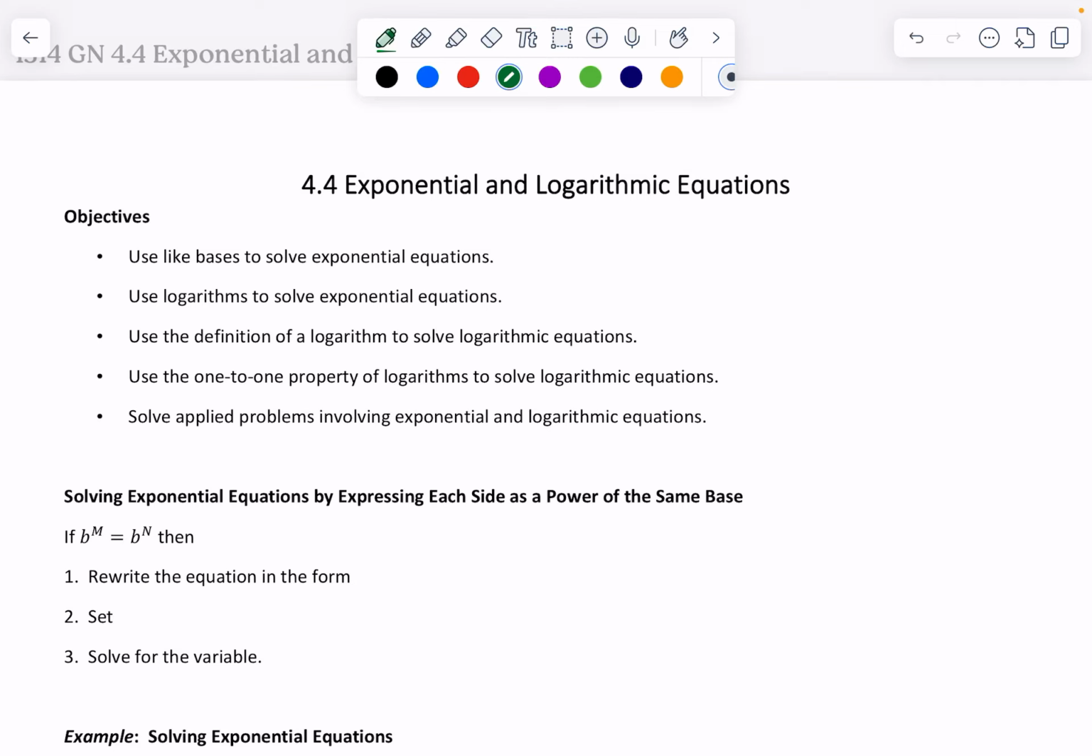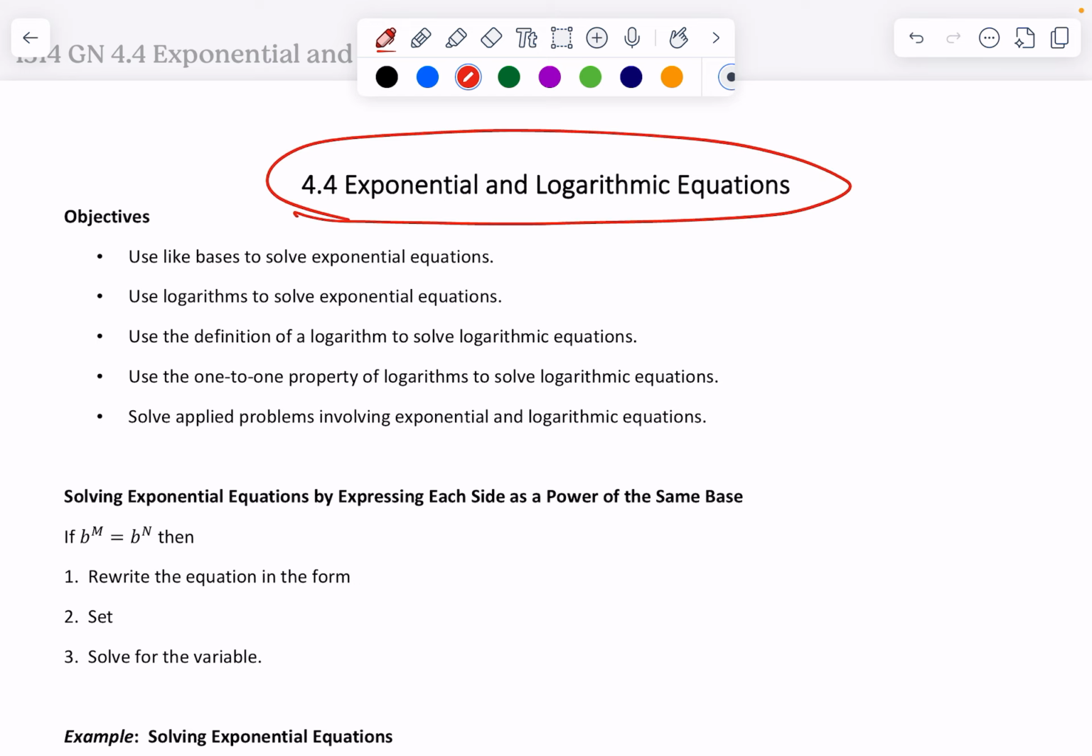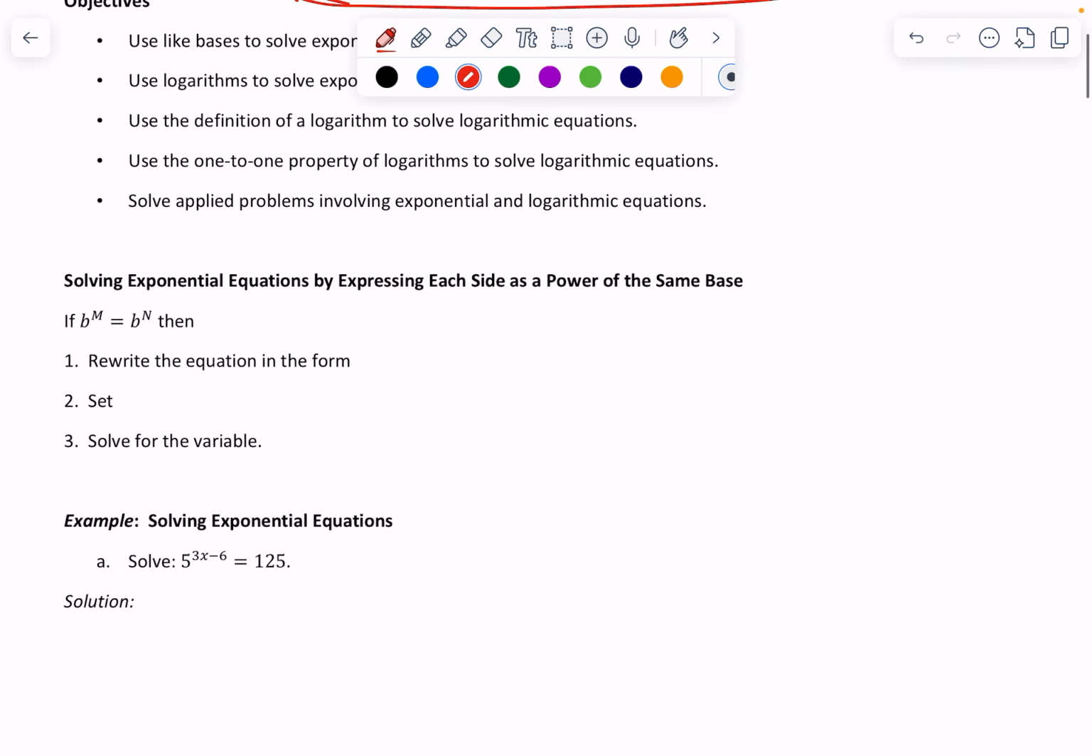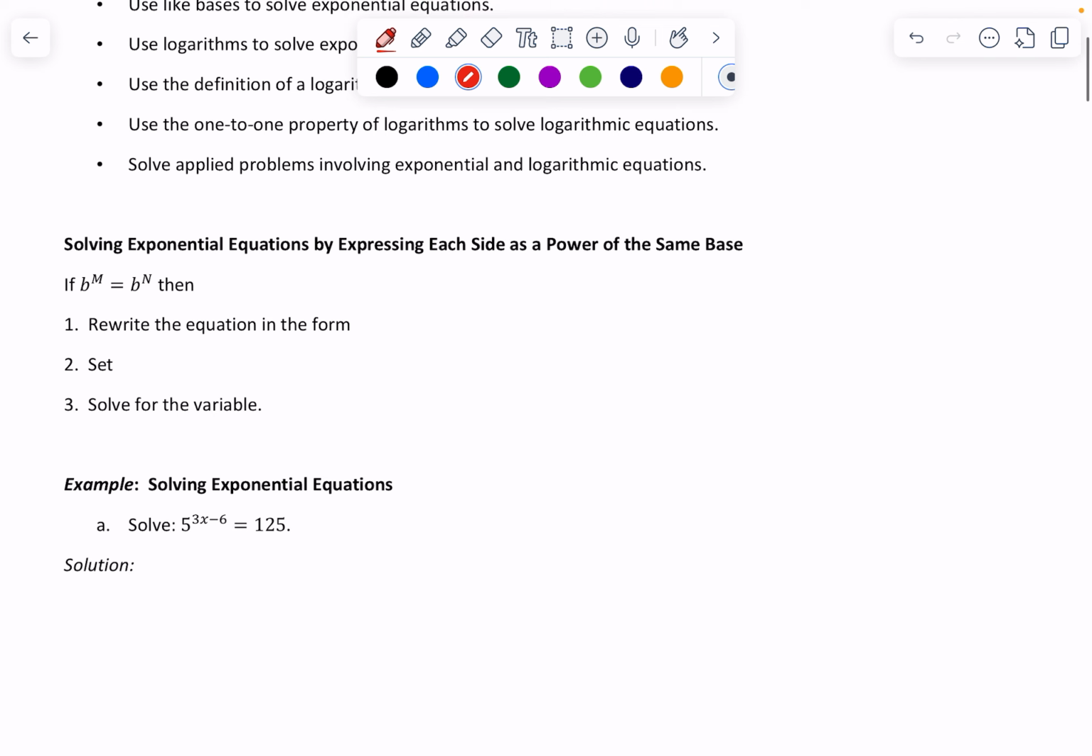Hello. So we are moving on to lesson 4.4, exponential and log equations here. So we're going to start with solving exponential equations by expressing each side as a power of the same base.